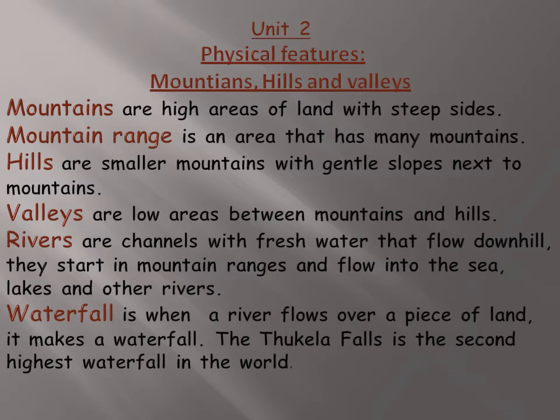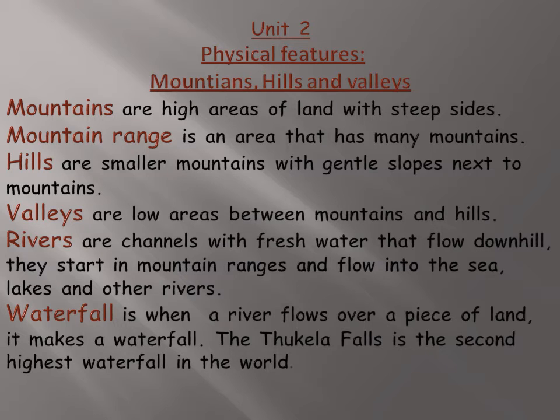On Unit 2, we're going to do physical features. Physical features are like mountains, hills, and valleys. As you can see, I've got it highlighted in red, the different physical features. So you must just know how to explain each of them. Mountains are high areas of land with steep sides. Write it down and you can make a table. Write mountains on the one side, on the other side you say what's the use of it or what it is made of. The mountain range is an area that has many mountains. There it says it, mountain range, so it's got a lot of mountains.